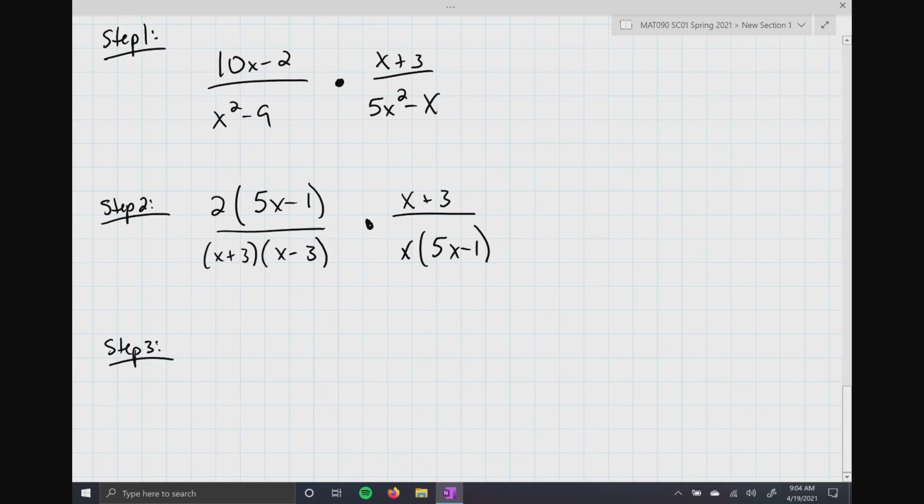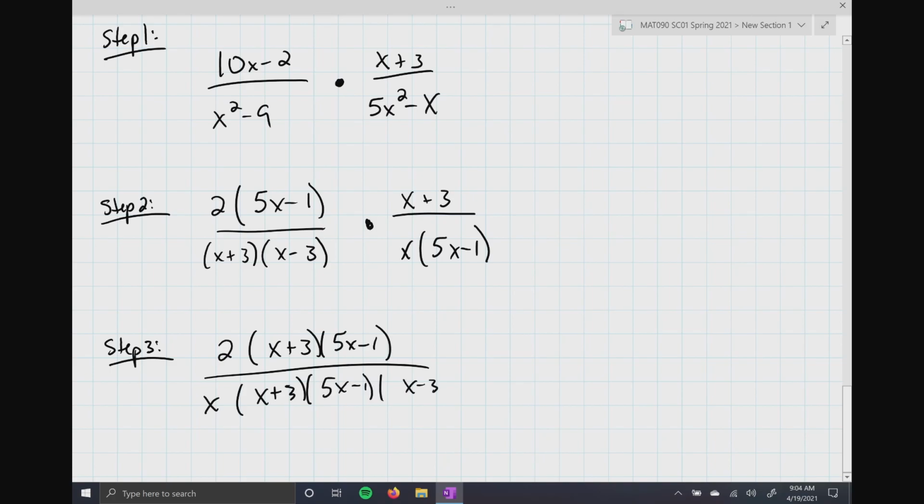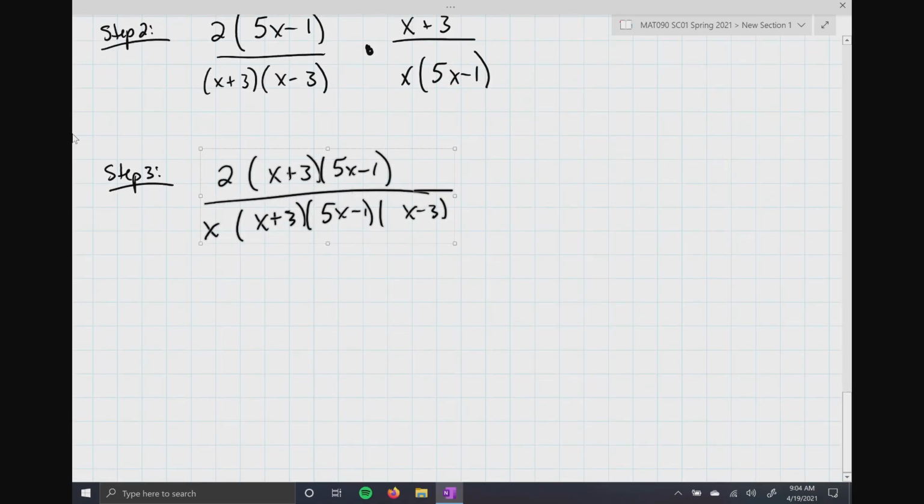Step 3, and this is just me, I like to rewrite everything so it's nice and neat. So I'll put 2 times x plus 3 times 5x minus 1. And then in my denominator, I'm going to write an x times x plus 3 times 5x minus 1 times x minus 3. I just try to line things up. That's it. Like I said, if you don't want to do that step, you don't have to. You just better make sure that when you simplify, you're simplifying everything correctly.